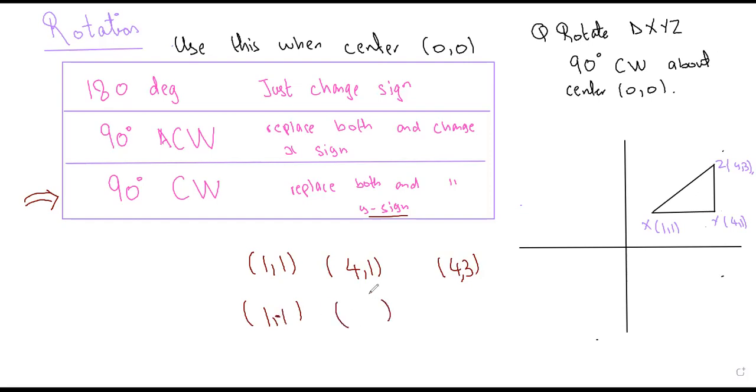Now 4, 1 would become what? Who's going to tell me? Follow this last row and tell me what would be the transformed coordinate of 4, 1 where it is rotated by 90 degrees in the clockwise direction. This is what you're going to follow. Please try answering this. Type in the comment box and tell me what would be the rotation of 4, 1. I'm waiting for your response. I don't mind if the answer is wrong.